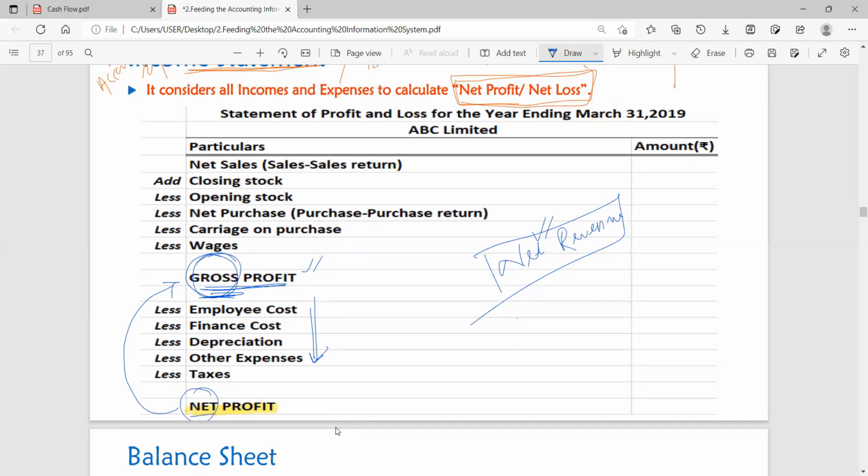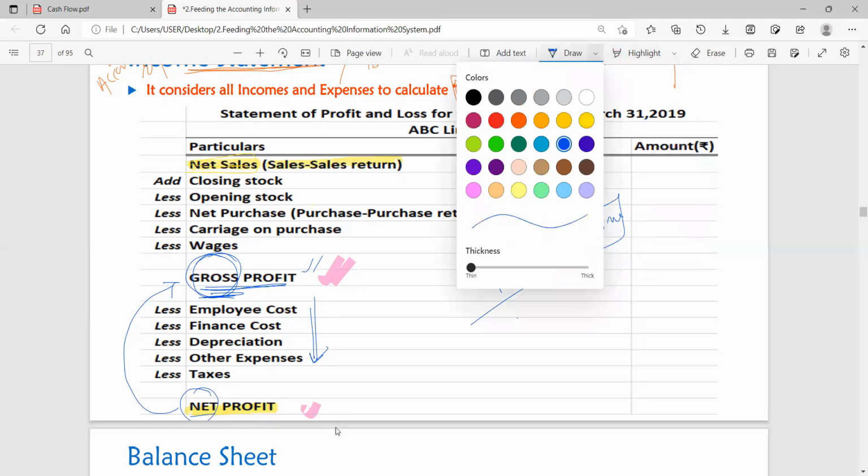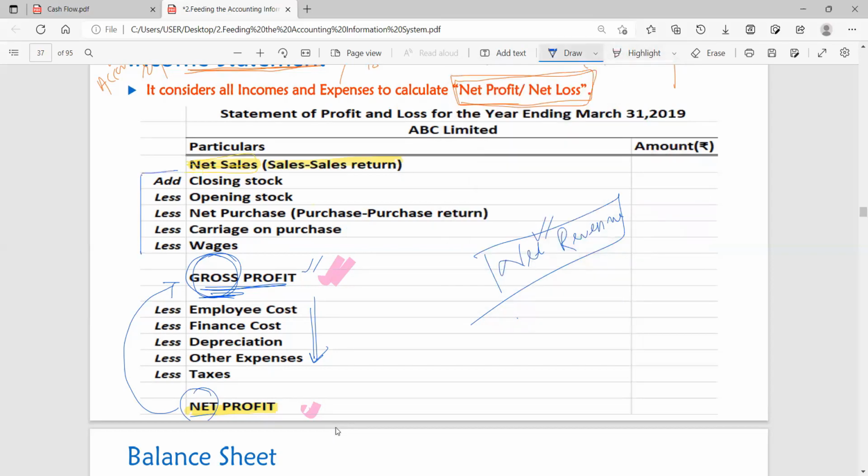Now let us see the format, understand it. First we will take the revenue of the business, which we call net sale. Net sale is nothing but sales minus sales return. And with that, we will make the necessary adjustments to arrive at the net revenue. As I told you, there are two levels in the profit calculation: one is the gross profit level, and another is the net profit level. At the first level, the gross profit level, we would minus basically the cost of the goods sold.